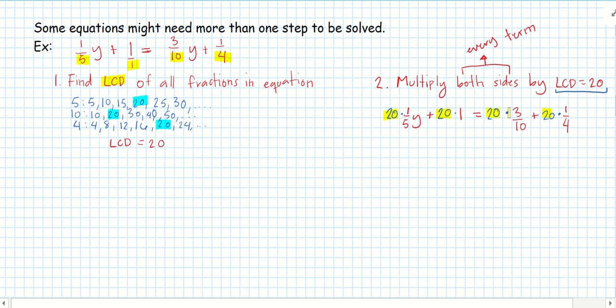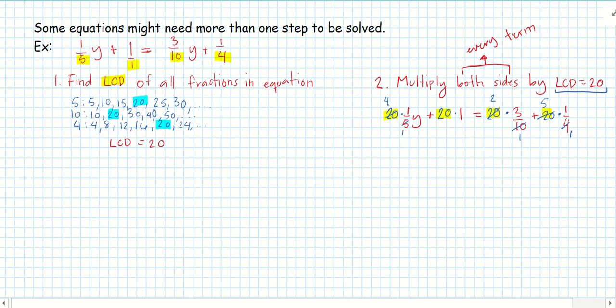Okay? And now what we can do is reduce all of these fractions as we're multiplying by 20. What do I mean by that? Well, 20 times 1 over 5, right? 20 and 5 can be reduced with the number 5. So 20 becomes 4 and 5 becomes 1. Now 20 times 1, there's nothing that we can really do to cancel. We just multiply 20 and 1. 20 times 3 over 10, 20 and 10 can be reduced. So 20 becomes 2 and 10 becomes 1. And then 20 and 4 can also be reduced: 20 becomes 5 and 4 becomes 1. So we're kind of dividing the 20 by the denominators.